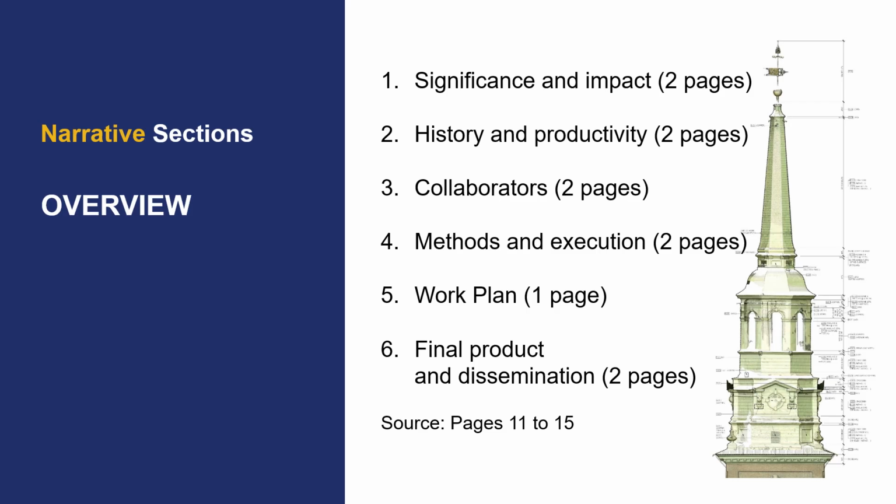To delve a little bit deeper into the narrative itself, this is the format of the narrative we asked for, and the order of things we want you to discuss. The significance and impact, which will take about 2 pages. The history and productivity, which will take about 2. Your collaborators, your method and execution, a kind of prose work plan telling us what you're going to use the time to do, and then lastly, the discussion of your final product and dissemination, which will take about 2 pages.